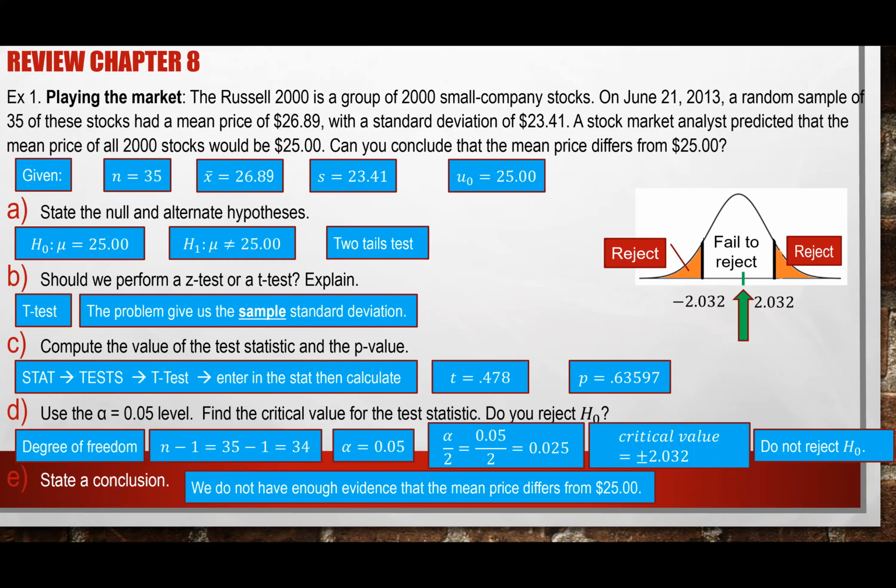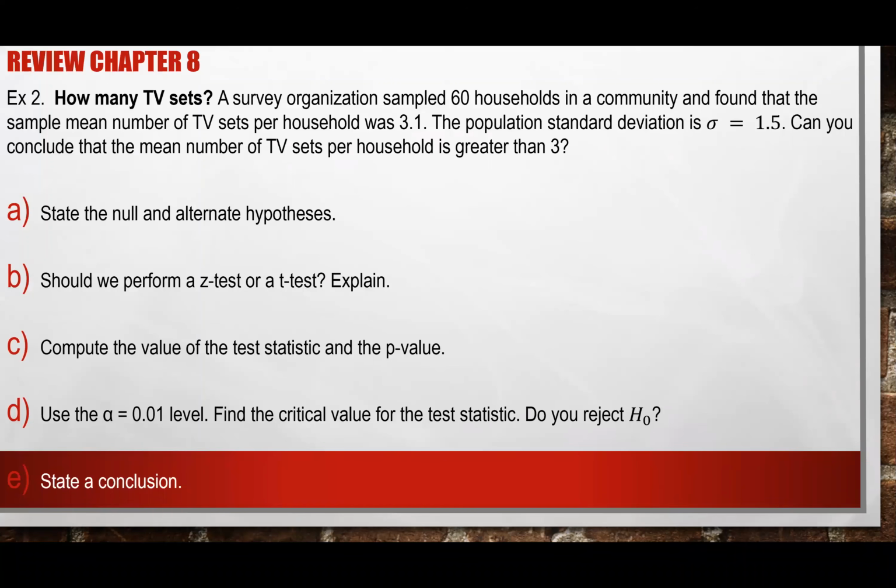All right, if you don't have questions, let's take a look at this problem here. If you glance through this, can you conclude that the mean, so again, we either deal with a T or a Z test. Can you conclude the mean number of TV sets per household is greater than 3? Remember, I told you that this number in your question is the specific number that we want to test. We want to see if it's bigger than 3, right?